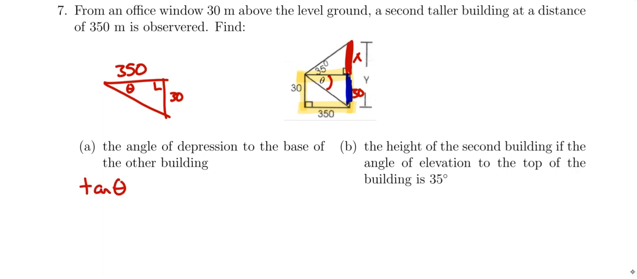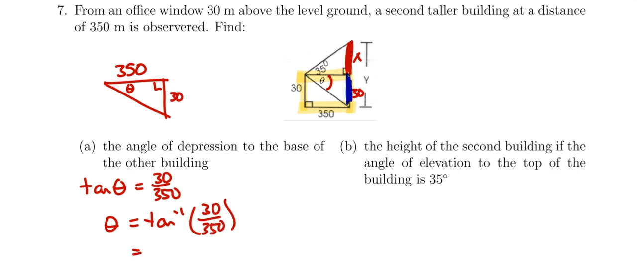So that's going to be the tangent of theta will equal 30 over 350. So theta is going to be the inverse tangent of 30 over 350. And so the inverse tangent of 30 divided by 350, just doing that on my calculator off to the side. And that is 4.9 degrees. Okay, which is quite small, but that actually makes sense because 30 meters up is quite a bit smaller than that 350 meters along the ground there. So it actually makes sense that the angle would be quite small.